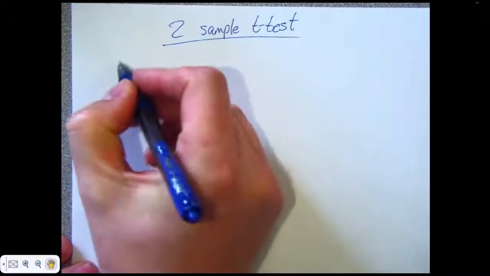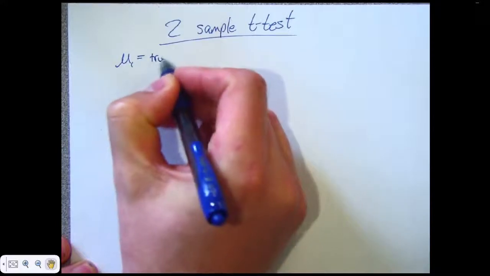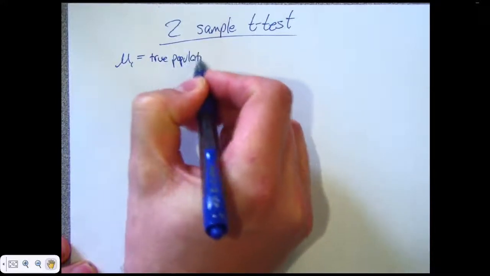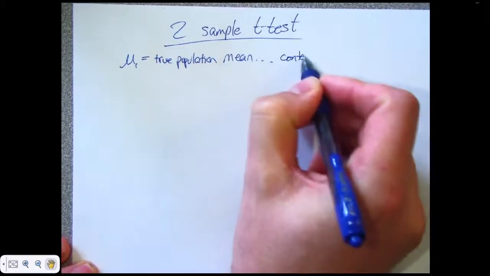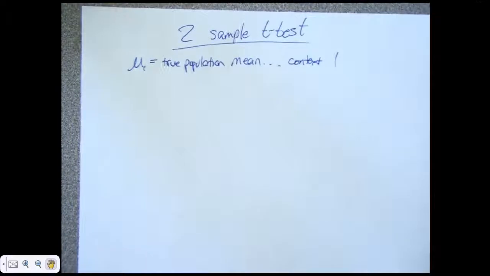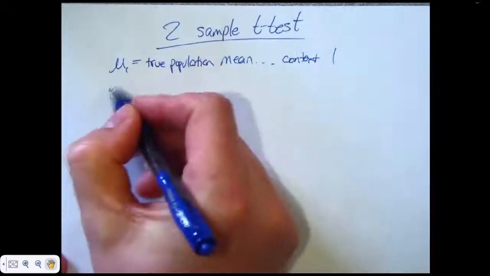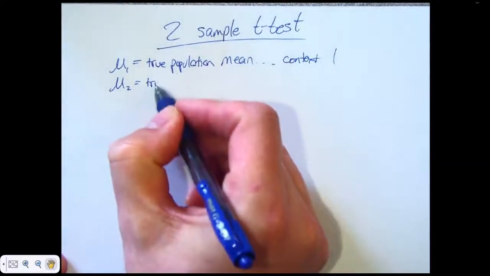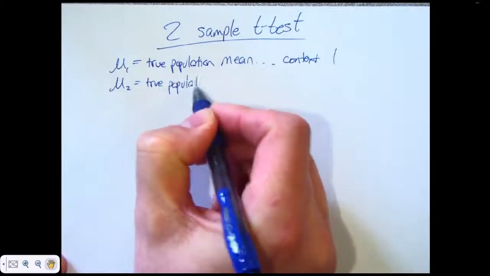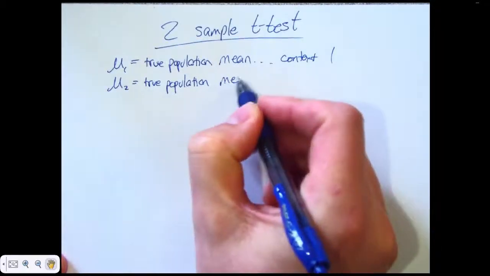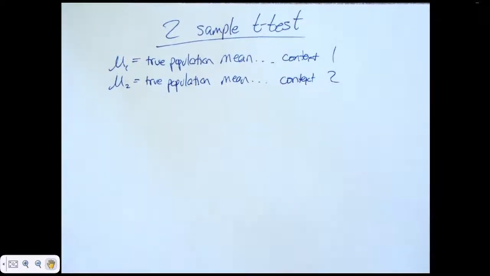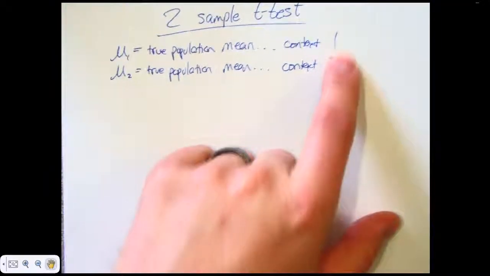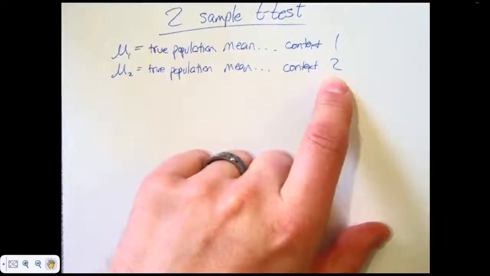So mu1 equals true population mean, context 1. Remember, we're doing the general template here. We're not doing the problem I just talked about yet. Mu2, true population mean, context 2. So this would be like third hour and fifth hour, or Mild and Saline, or Michigan and Ohio, or whatever, male, female.